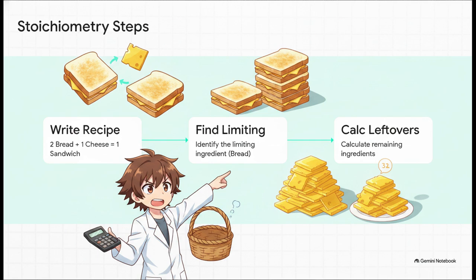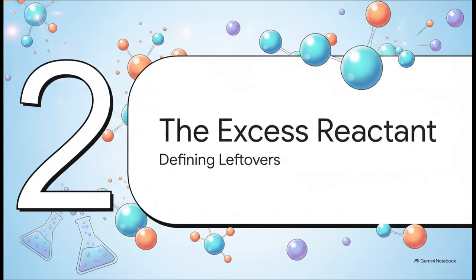Finally, step 3, we calculate the leftovers. Since you only used 8 slices of cheese for those 8 sandwiches, you subtract that from your starting pile. That leaves a massive stack of 32 ungrilled cheese slices just sitting right there on the counter. Which brings us to section 2, defining the excess reactant.